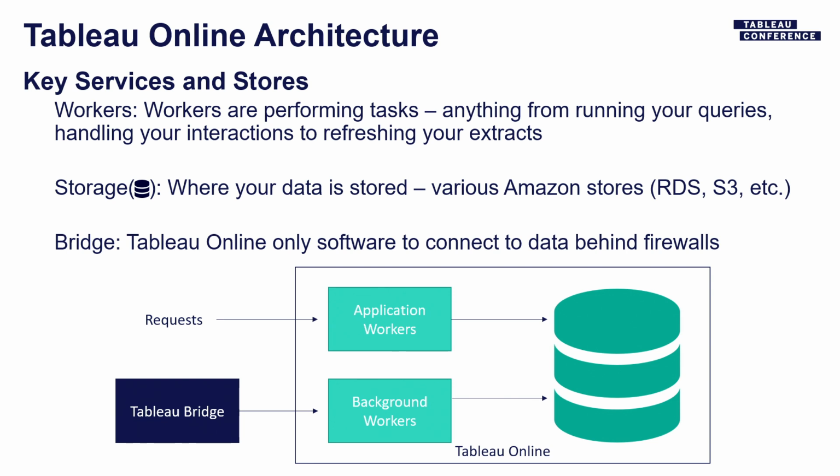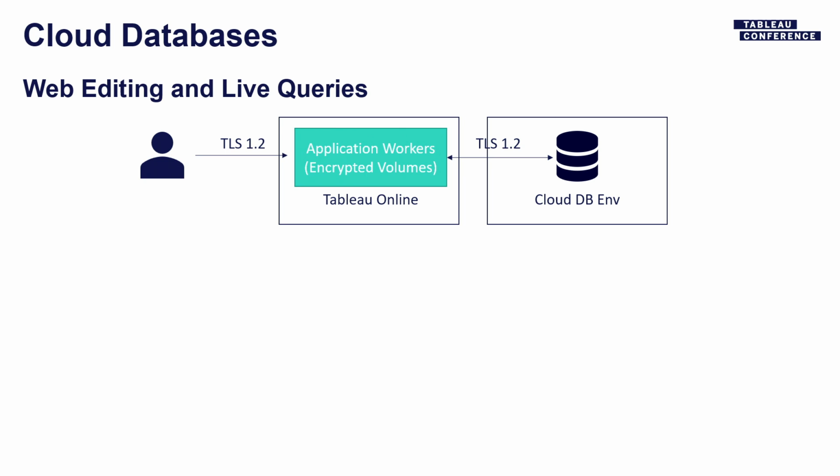So let's start with a simple flow, something you might do pretty often on Tableau Online. Let's say Bob wants to do some web authoring, and he's going to connect to a cloud database to do that. What happens? First, he builds a connection to that cloud database, and we encourage him to use HTTPS and make sure that connection goes over SSL so it's encrypted the entire time.